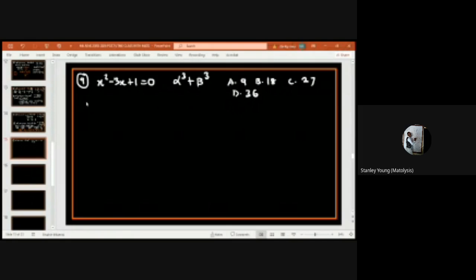For somebody who doesn't have the formula in his head, your number one job is to make an expansion of (alpha plus beta) cube. If we expand it, it is going to give us alpha cube plus 3 alpha squared beta plus 3 alpha beta squared plus beta cube.